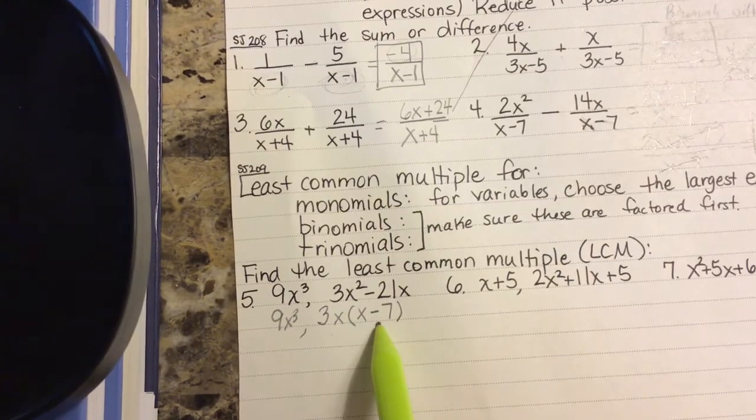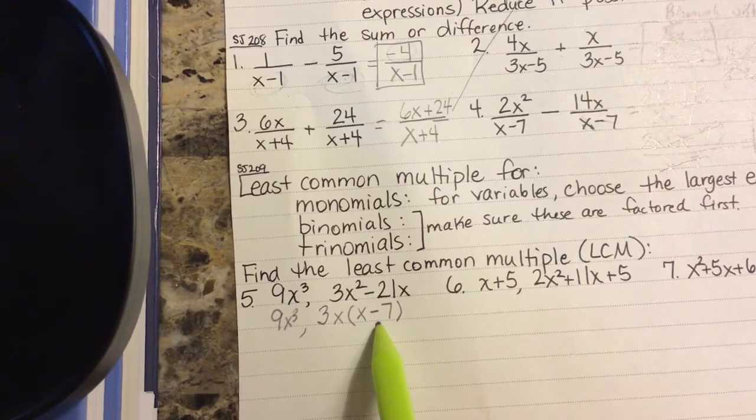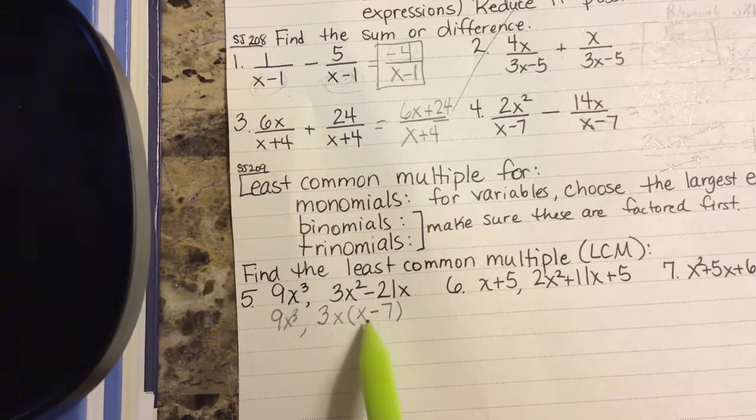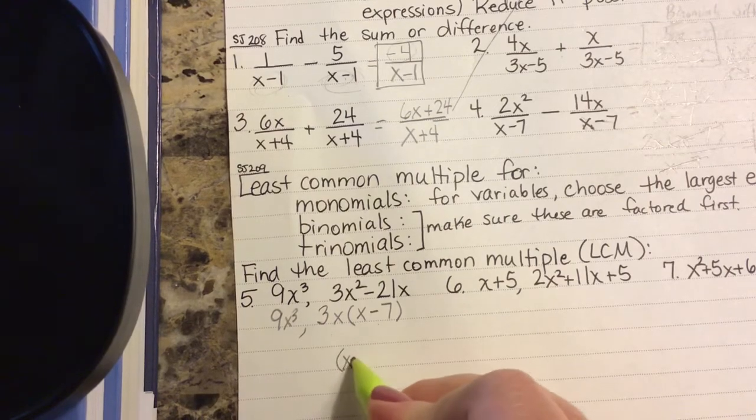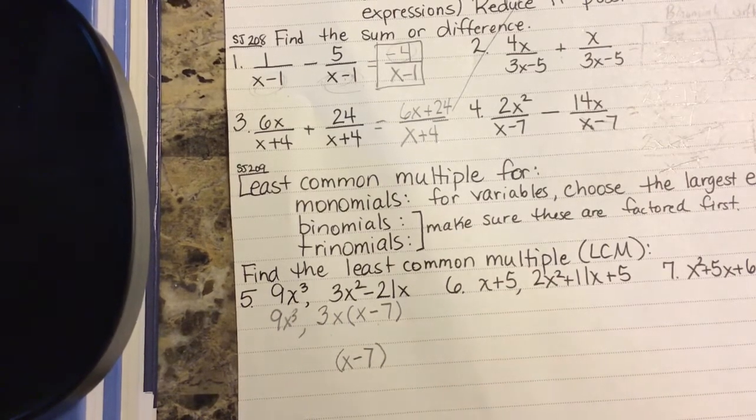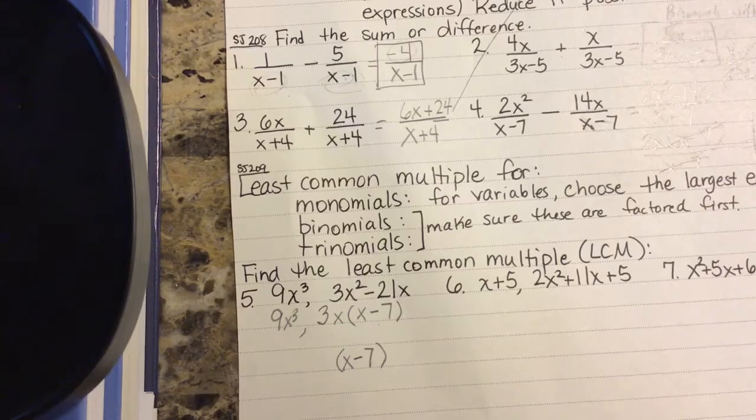When I'm thinking about the least common multiple, there's not another x minus 7, but it has to be included in my least common multiple. So x minus 7 is part of my least common multiple.